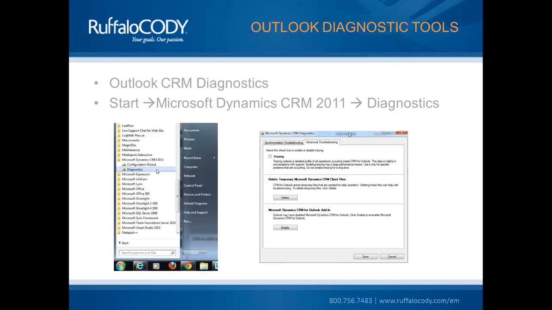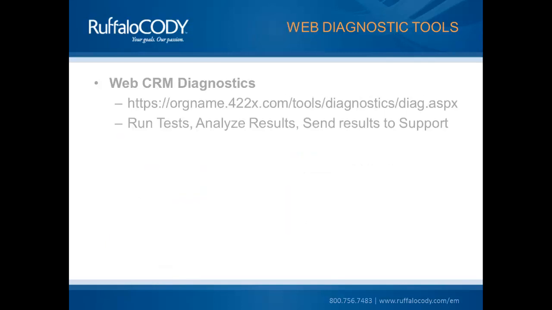So that's for Outlook. For folks that are using the web client, we have a diagnostics tool that's built into Enrollment Manager. And to get to it, you're simply going to go to the address that you see here on the page. And the address includes this org name. You're not actually going to type in org name, you're going to type in the same name that you use to access Enrollment Manager now.